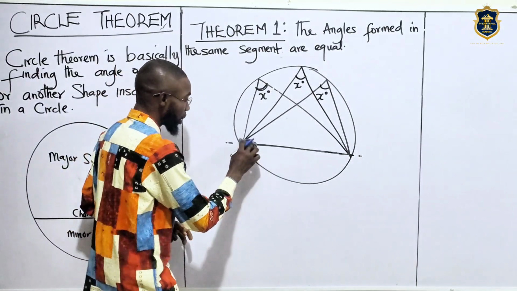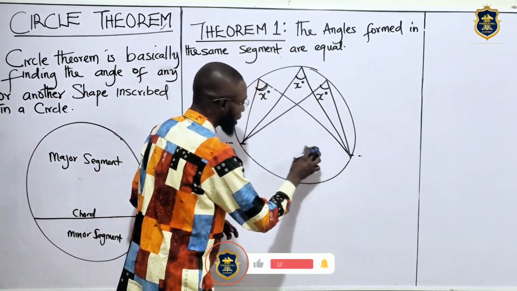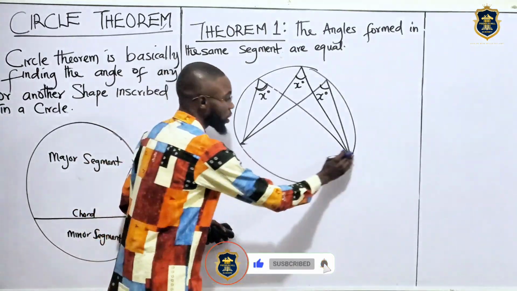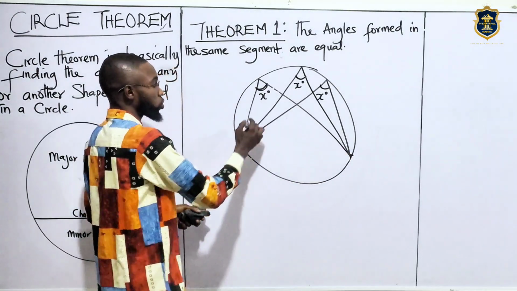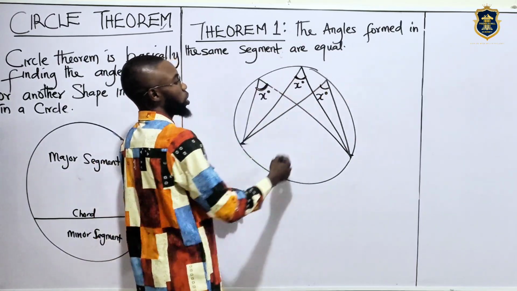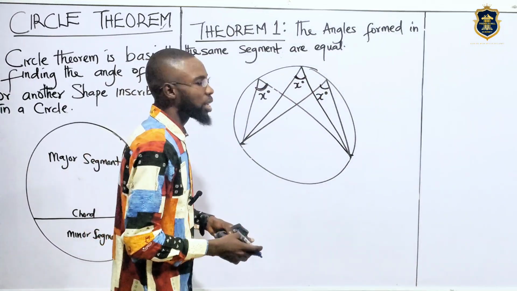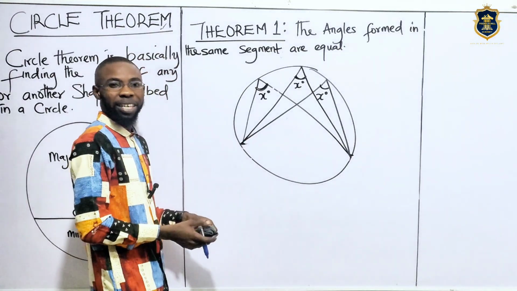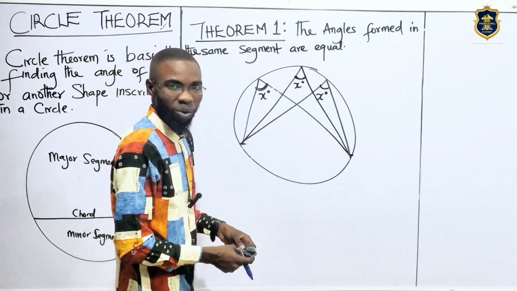Sometimes what examiners do is that they remove the chord. That does not alter the rule. The rule still stands. Even if they remove the chord shown there, know that in as much as they are in the same segment, this angle is equal to this angle, also equal to this angle. Are you getting it? Let's look at two questions to buttress what we just did regarding theorem 1. Angles in the same segment are equal.